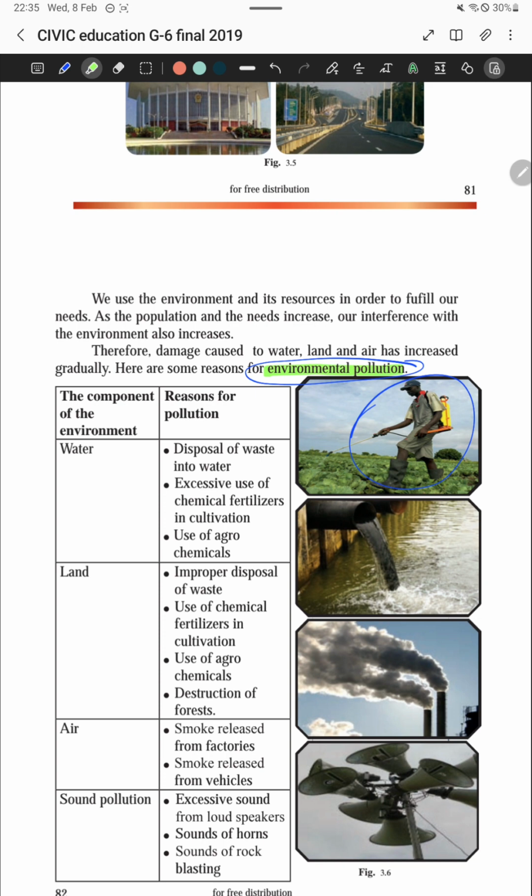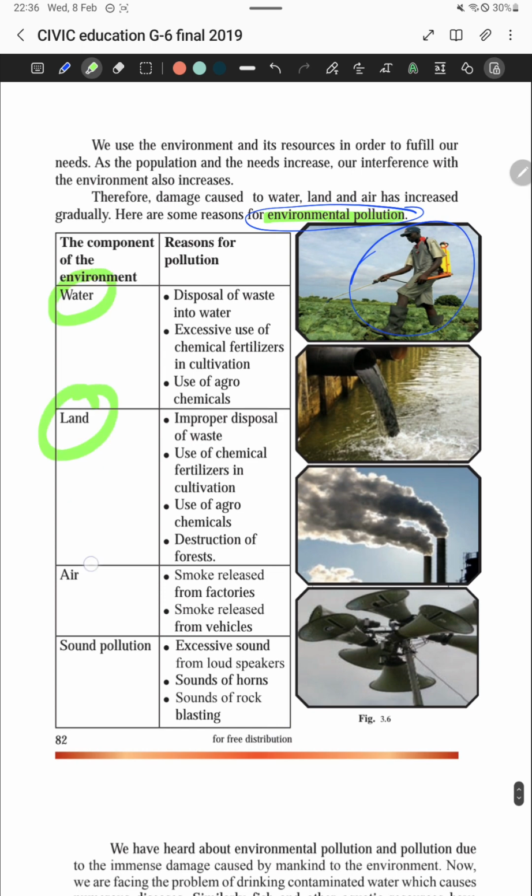Pollution is damaging the environment, right? So damaging anything is called pollution, and environmental damage means destroying the environment, right? You know there are many components in the environment, like water, land, air, sound, right? Sound means something of a different type. We are not going to talk about that as a resource from the environment, but water, land and air are the things that you can see in this environment. So what are the ways that you pollute the components of the environment?